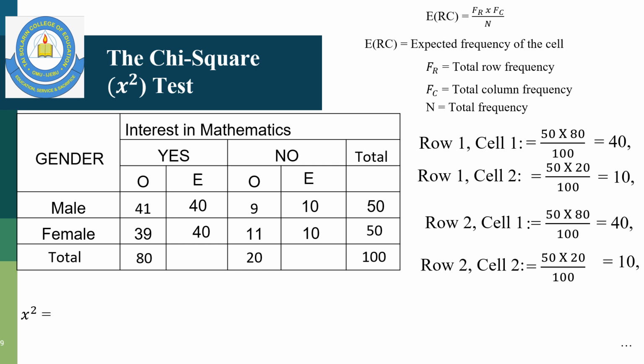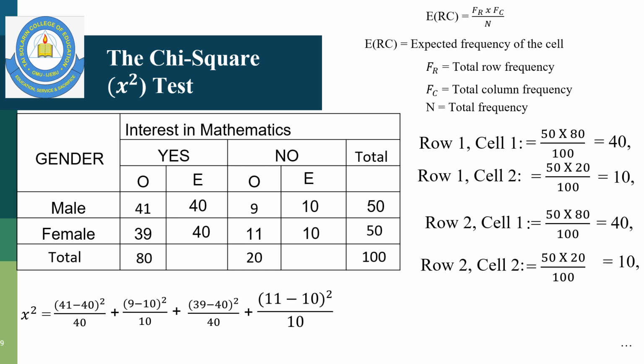So the next thing is I'm going to calculate the chi-square, which is a summation of observed minus expected squared all over expected. So the observed here for the first one is 41, and expected is 40. You now say 41 minus 40 squared all over 40. Then the second one is 9 minus 10 squared all over 10. The next one is 39 minus 40 squared all over 40. The next one is 11 minus 10 squared all over 10.